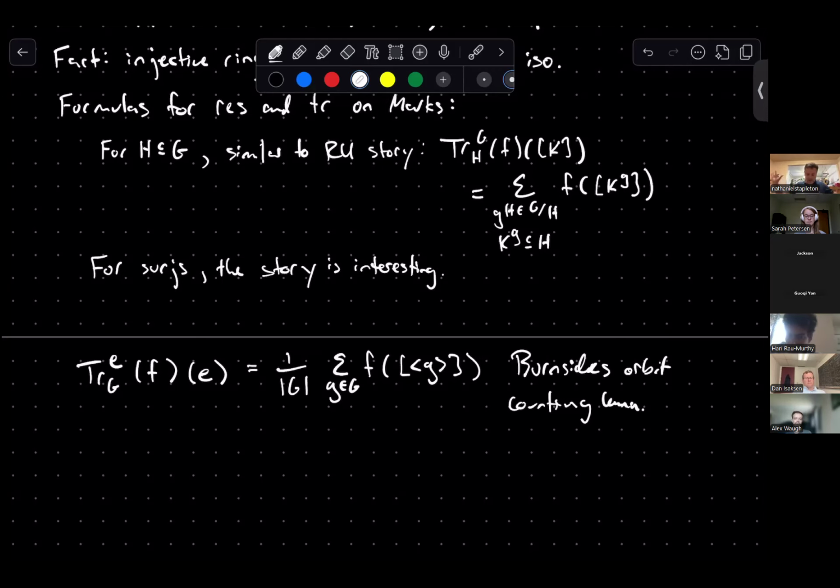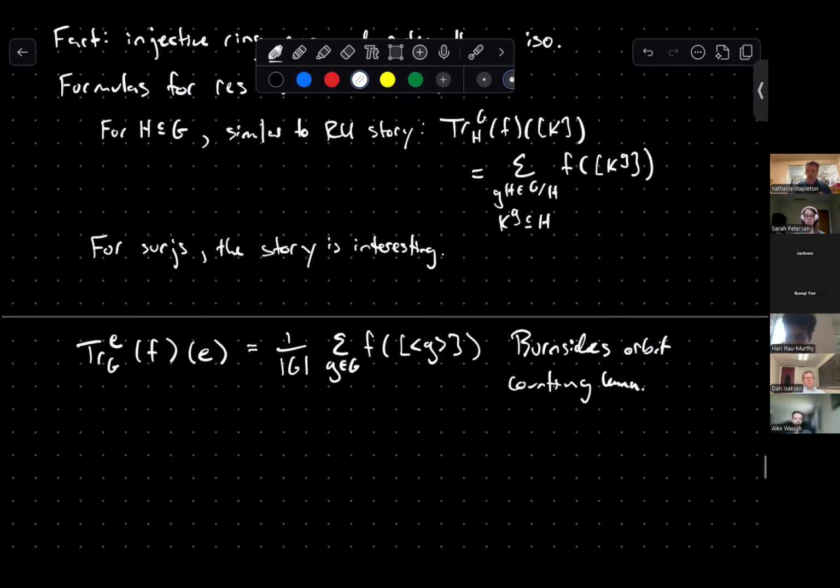So somehow the story for transfers along surjections I find very interesting, and I think there's deep connections between it and finite group theory and combinatorics because of this thing about trying to generalize Burnside's lemma.